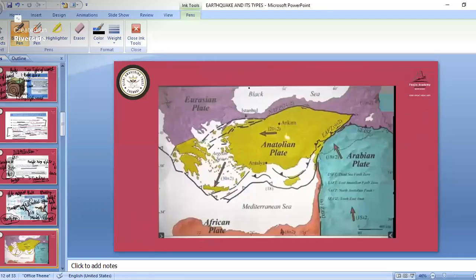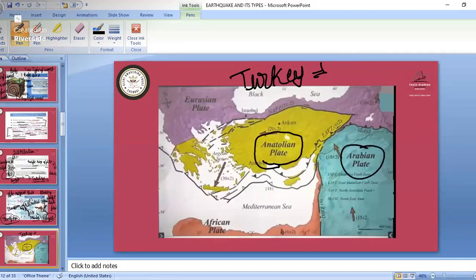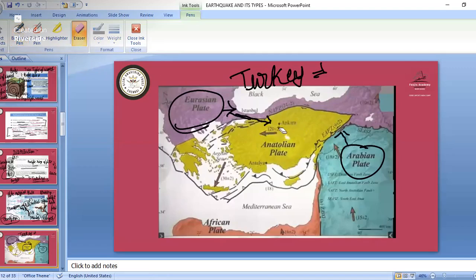Now regarding Turkey, I was talking about Turkey. In the Turkey case, what is happening? Here we have the Anatolian plate, here we have the Arabian plate, and here we have the Eurasian plate. Now, the Eurasian plate, we know that it is the major plate. It is putting some pressure this side towards the Anatolian plate. Arabian plate is also putting some pressure. Because of that, we had these earthquakes in the Turkey area.